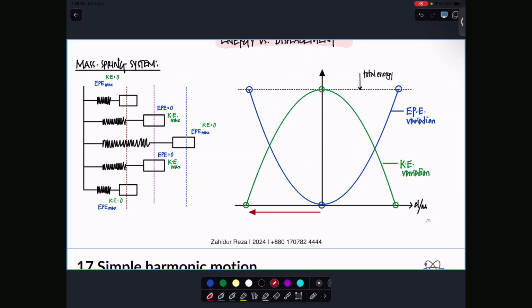Our center is 0. So as the mass goes this way, it's negative, then comes back to 0, and then goes the other way, so that's positive. Spring system. EP is, when it stops, K is 0, EP is maximum. How do you count that?